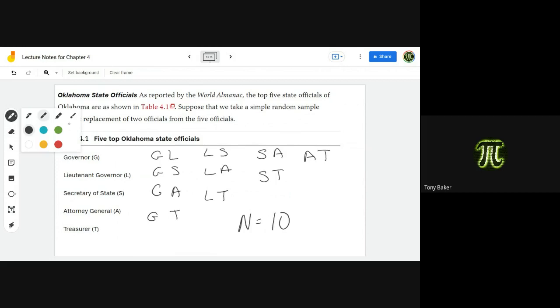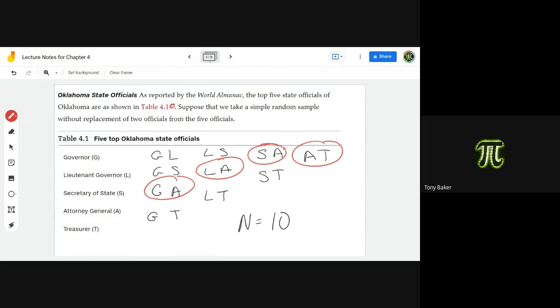Right, because when we look at it, we have that one. We have 4 different ones that have the attorney general. So that would be 4 out of 10. Okay. And we could write that as a fraction. We could write that as a percent. If we divided it, 4 out of 10 would be 40%.